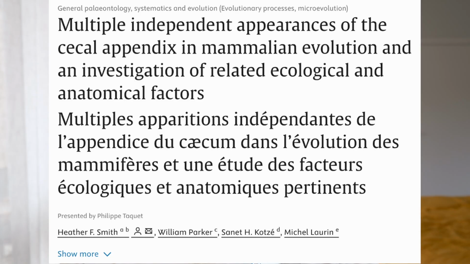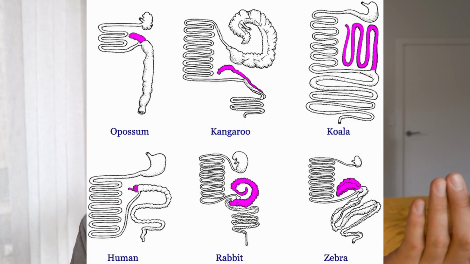In 2013, one of the most famous evolutionary biology articles of all time was released, titled Multiple Independent Appearances of the Cecal Appendix in Mammalian Evolution and an Investigation of Related Ecological and Anatomical Factors, with the first listed author being Heather Smith. This groundbreaking study was magnificently undertaken, with 361 mammalian species investigated for the presence of an appendix, and 50 of them were found. And these species were then plotted on an evolutionary tree.